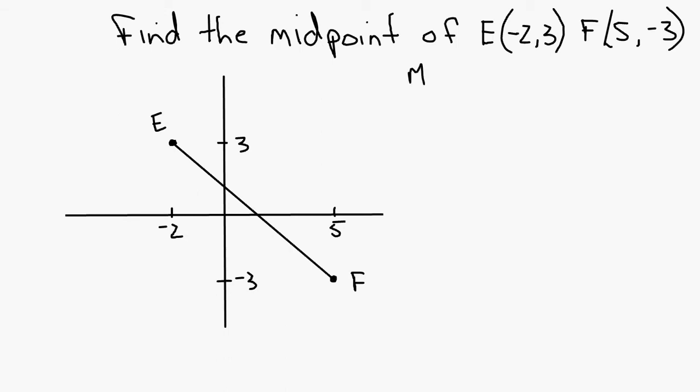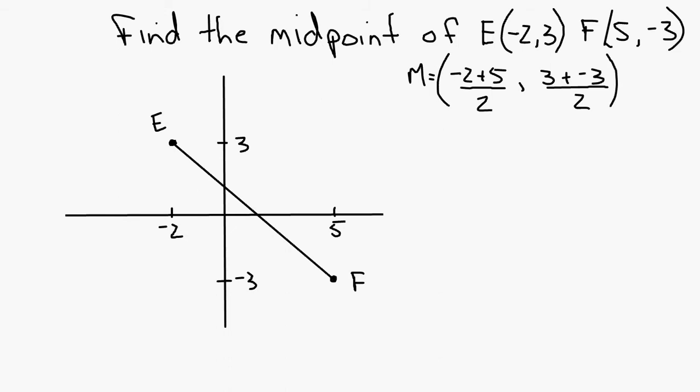So your M is going to be equal to negative 2 plus 5 divided by 2, and 3 plus negative 3 divided by 2. I would do it the way the formula says to do it. The result's going to be the same.